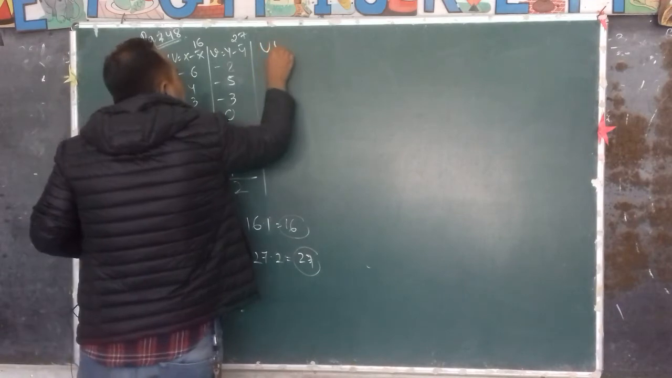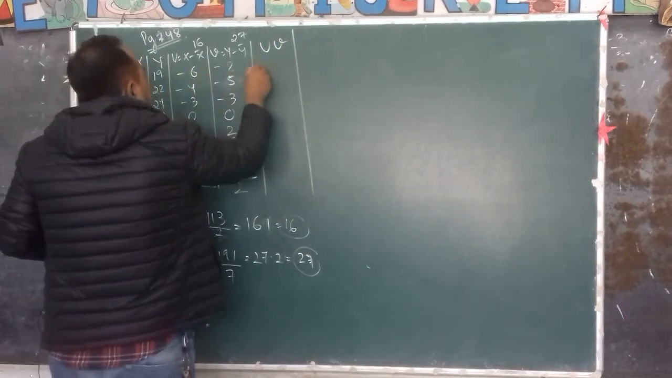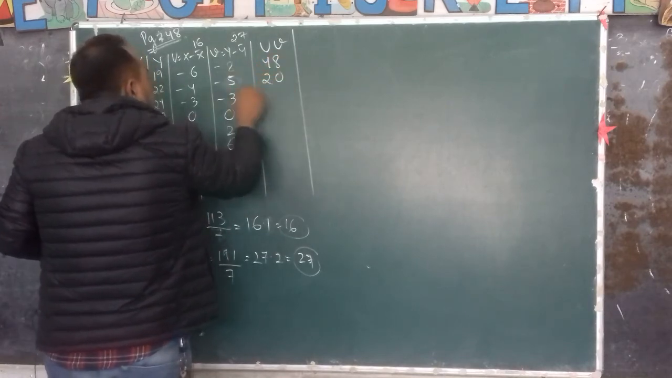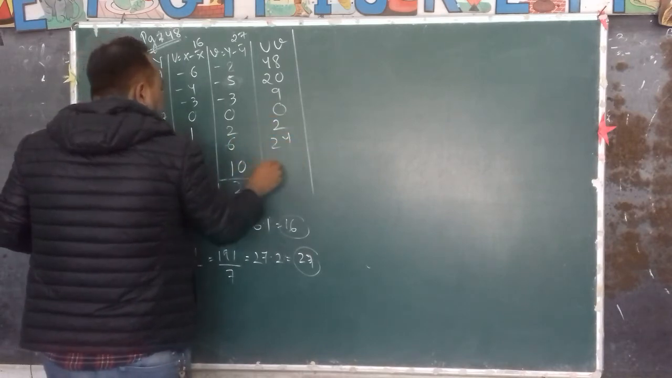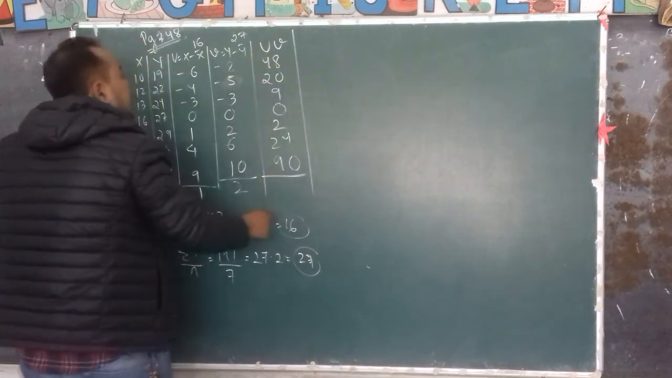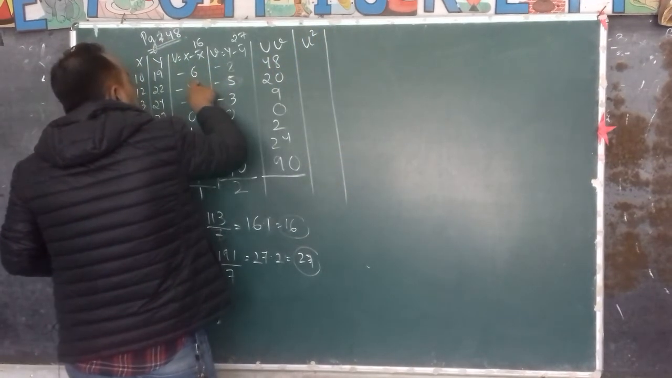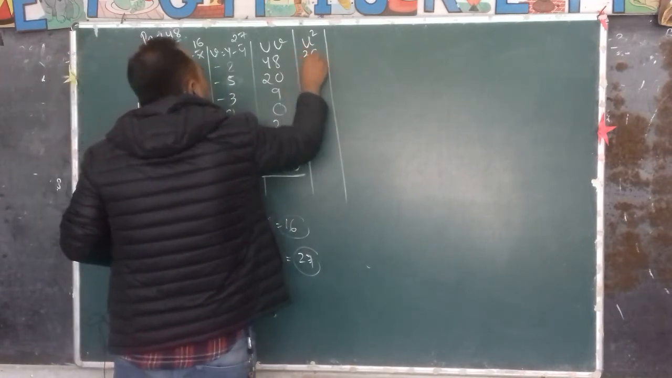Next column you need is u into v. So multiply these two, minus into minus is plus. 6 sixes are 36, and 20, 9, 0, 2, 24 and 9 into 10 is 90. So you need to add this. Next is u square. U square means square the column containing u. Minus 6 square is 36.